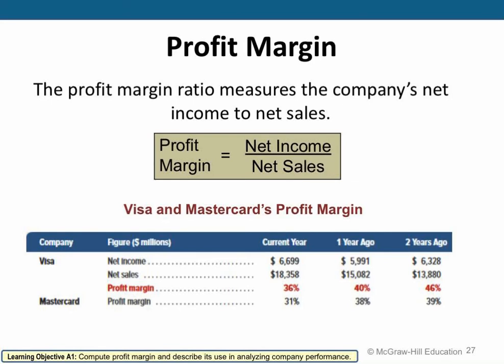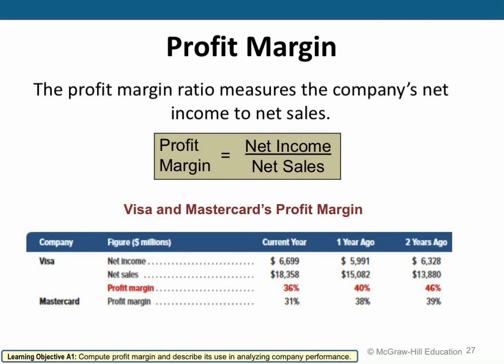And here, in this example, we can see Visa and MasterCard as examples. We may not know with just one number in a vacuum whether that's a good number or a bad number, but the two things we can do is we can look at it against a competitor. So here, 36% profit margin for Visa, compared to a competitor at 31%, we can say that we've got a higher profit margin than that competitor.